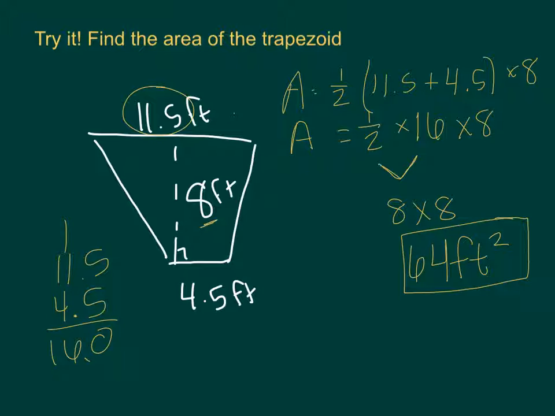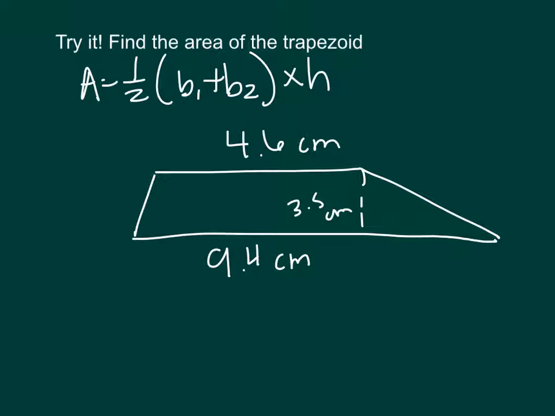Okay, check to make sure you did it correctly. If not, rewrite the steps. Don't erase your work, but rewrite the steps for my position here. Here's another one. Looks like we have 4.6 centimeters as our first base, 9.4 centimeters as our second, and 3.5 centimeters as our height. Go ahead and solve. Now I'm just giving you a lot of practice on solving these today, okay?